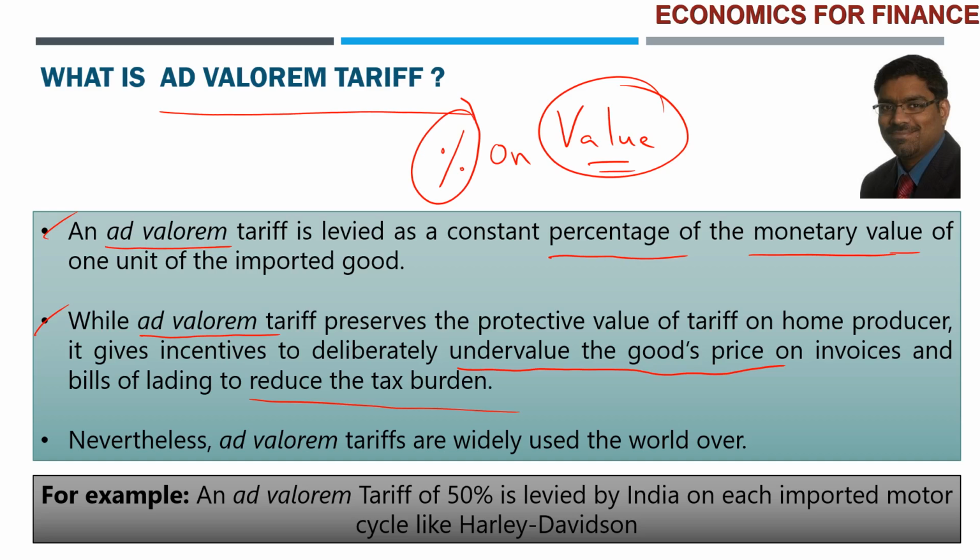But actually, it is not that useful for them also. Even if they deliberately undervalue the goods price. Just imagine, originally, let us say the value of a bicycle, some good top end bicycle is 10,000 rupees. Just for discussion's sake, let us say 10% is the customs duty on that ad valorem, let us say. So 1,000 rupees has to be paid on this 10,000 rupees worth bicycle.